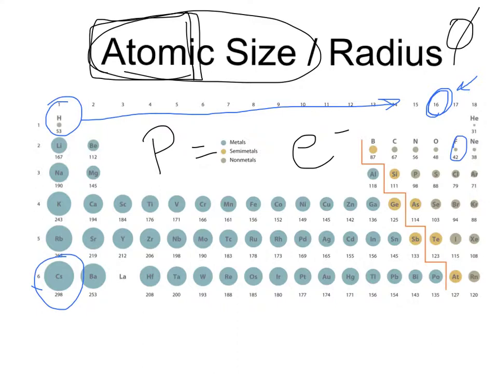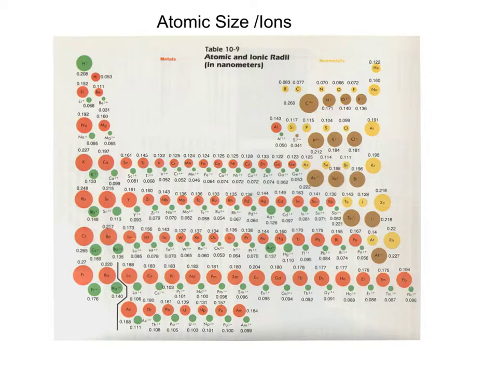Okay? So as you can see, the general trend is if we go down the periodic table, we're going to get larger. If we go across the periodic table here, we're going to get smaller. And it all has to do with the same energy level, but more protons pulling on those electrons in that energy level. Take a look now at ions.